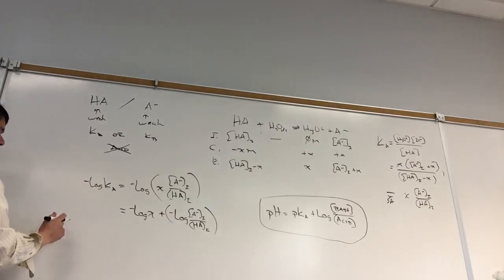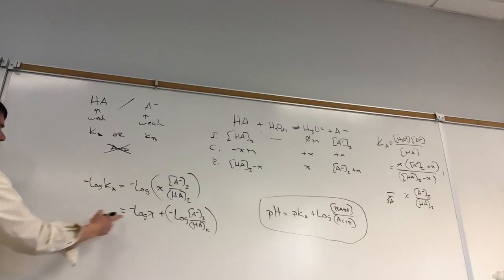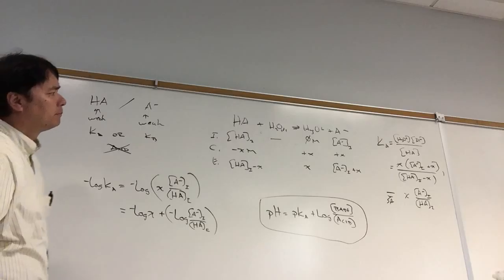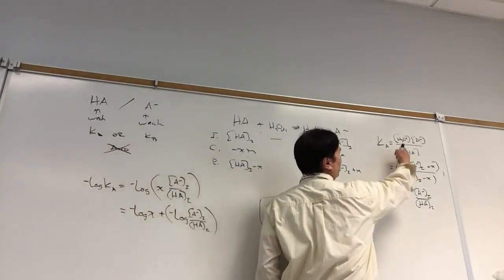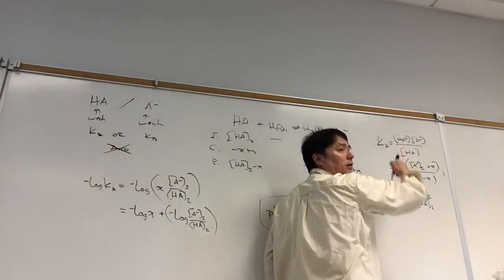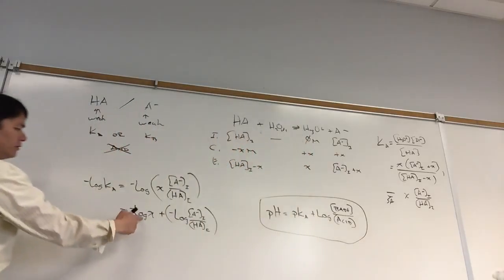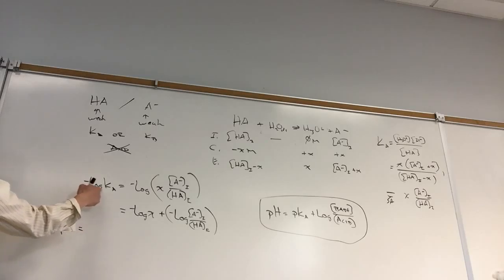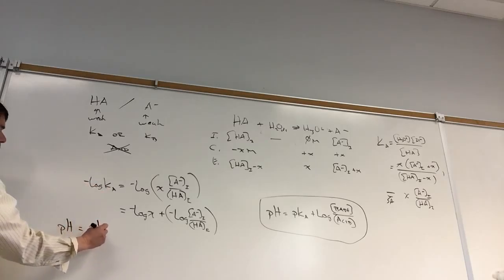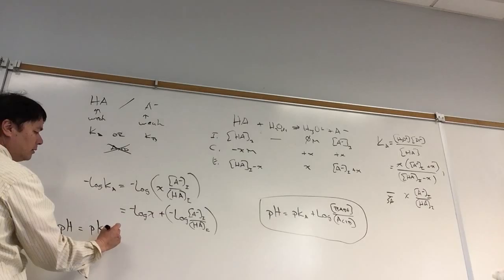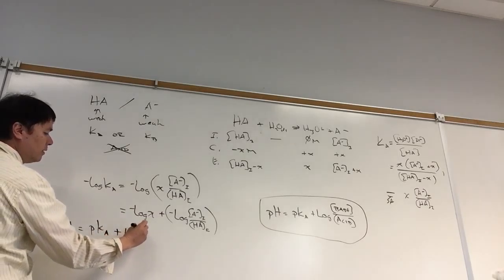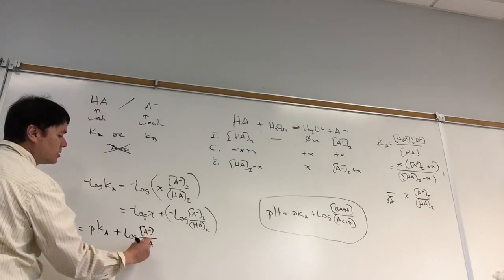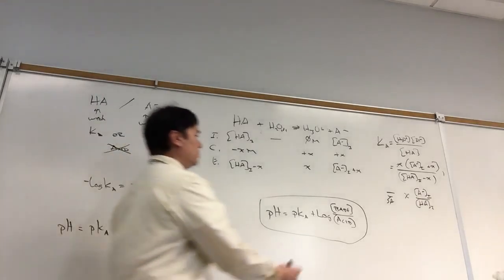You know what the negative log is called? It's the power function. You know what the negative log of x is? What is x? X is the hydronium ion concentration at equilibrium. And so negative log of the hydronium ion concentration is the pH. The pH is equal to, the negative log of Ka is just the pKa, and then we'll leave that. But this is going to be plus the log of the A minus, which is the base, over the HA. And these have to be conjugates of each other, right? Those are conjugates.